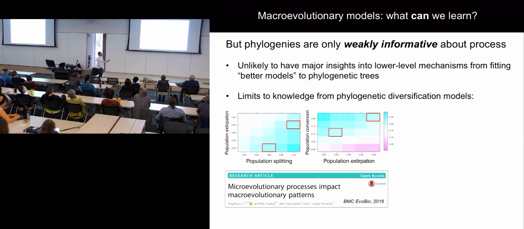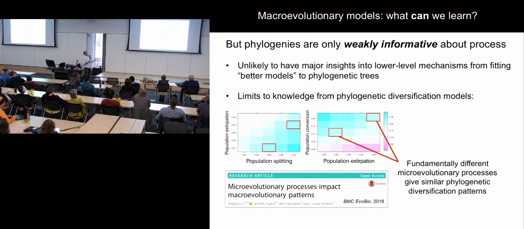And one of the satisfying conclusions from my perspective from this paper was that, what you're seeing here on these graphs are different parameters for population processes, like population splitting rates, rates of evolution of reproductive isolation, and so on. And what they found was that fundamentally different combinations of parameters could give you the exact or similar phylogenetic diversification patterns. So that suggests that when we're trying to extract information from phylogenies alone, we're going to hit a wall. And fundamentally, some of these processes are going to be non-identifiable at that level.